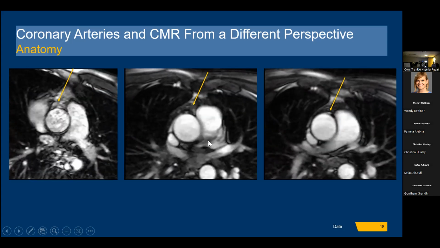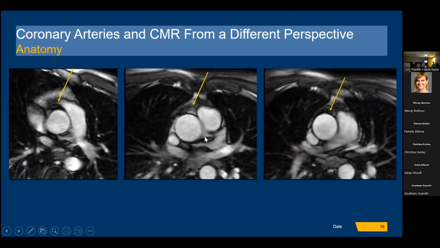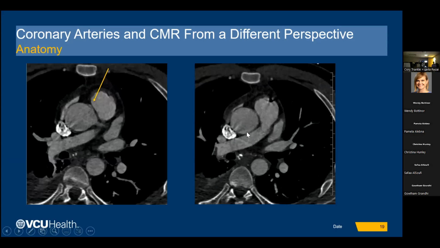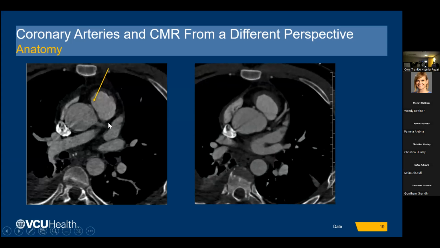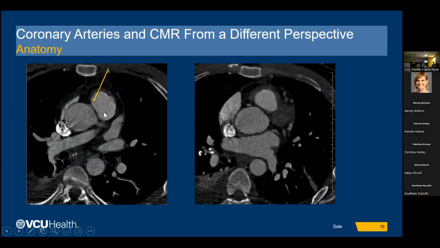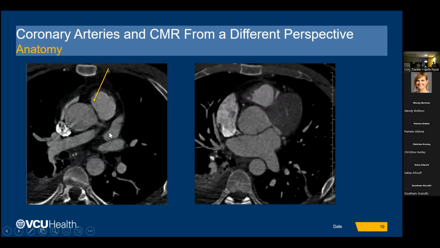Here you can see the left coronary coming from the left cusp a little bit higher than where it usually comes from. The same patient has a CTA, and we can see that it is obviously a gated CTA. Coronary CTA would be a more precise way of looking at the anatomy.